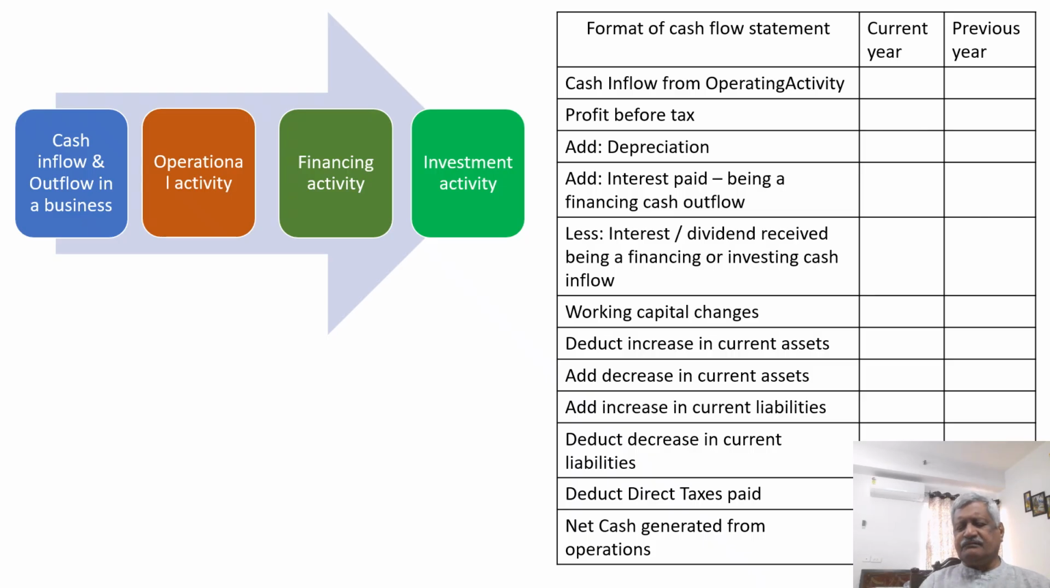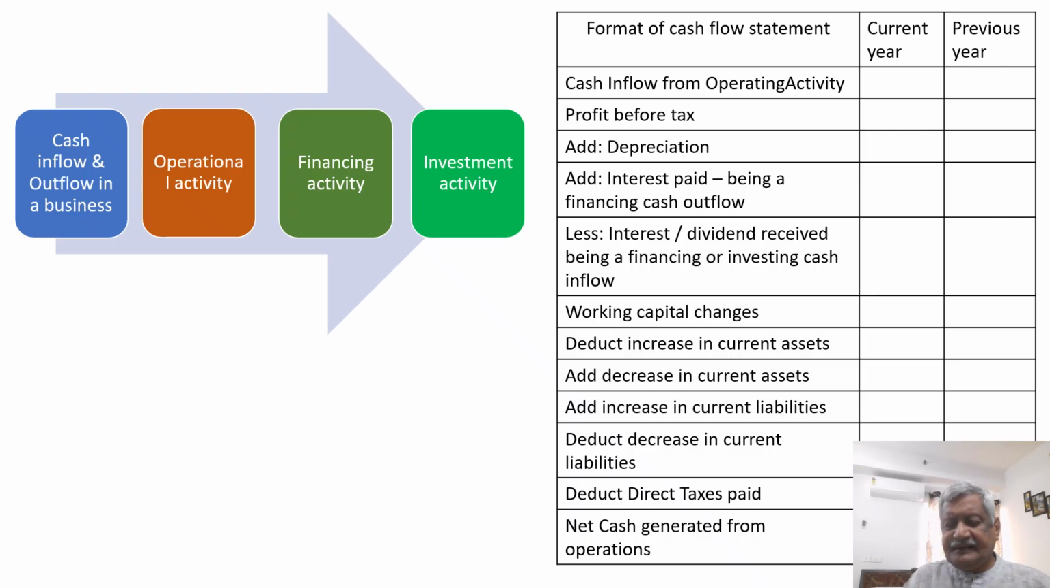Now the second part is the working capital changes. Deduct any increase in current assets compared to the previous year, because it is a cash outflow. And suppose the current assets have reduced during the current year compared to the previous year, add it. Similarly, any increase in current liabilities, add it, because it is an inflow of cash due to operational activity.